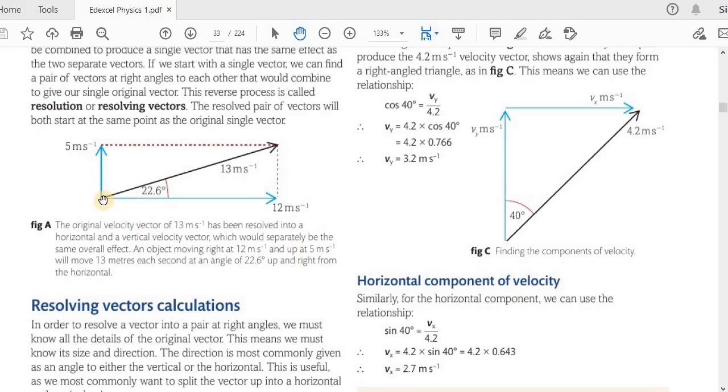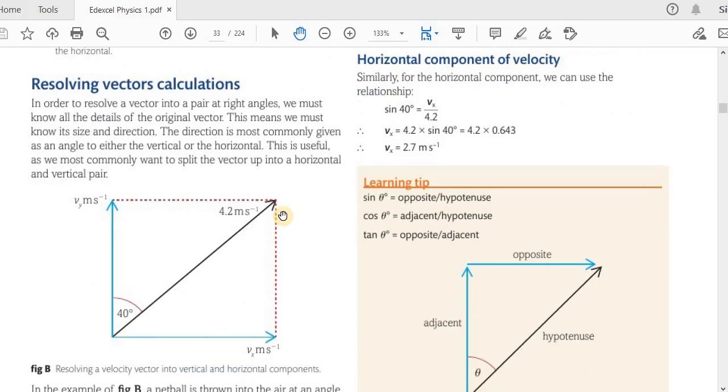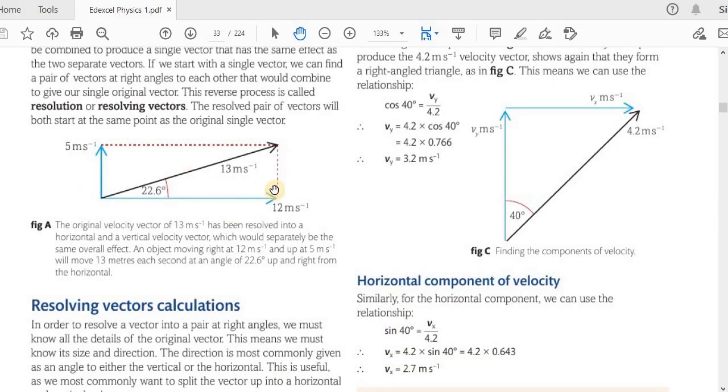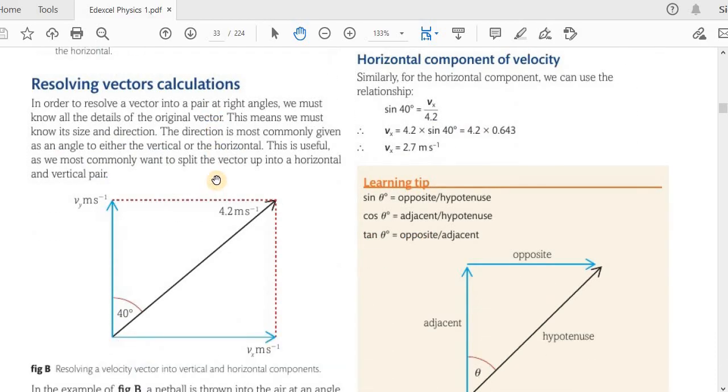So if something is moving at 13 meters per second this way, that means every second, if you consider how far it moves in this direction, when it is going that way, it will move 12 meters in 1 second. This way it will move 5 meters. Okay, resolving vector calculations, so that way you can get the resultant also. 12 squared plus 5 squared equals 13 squared.